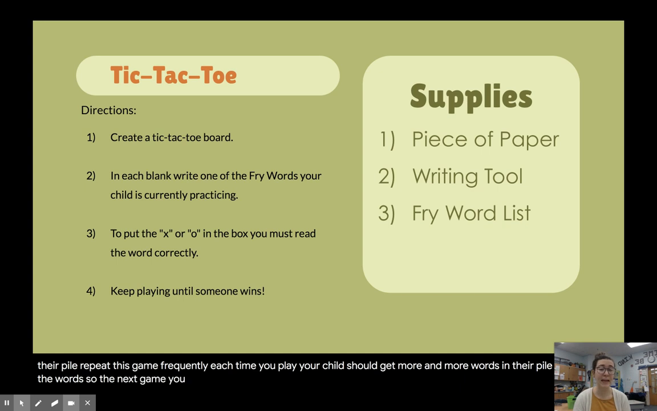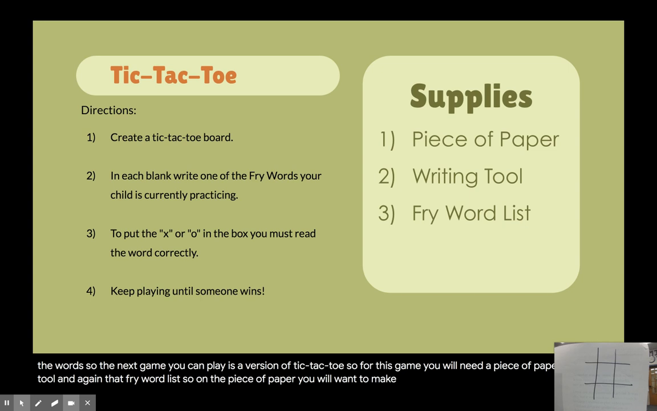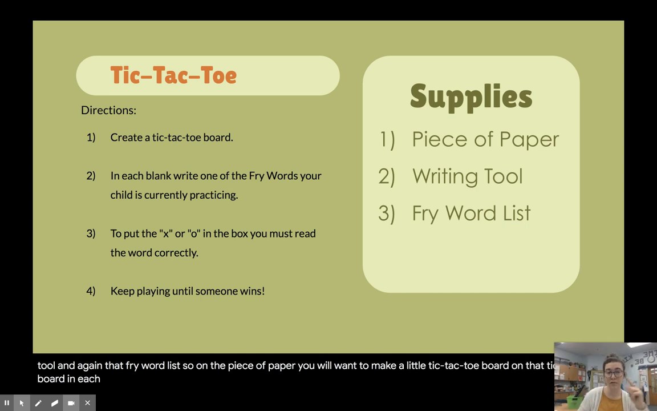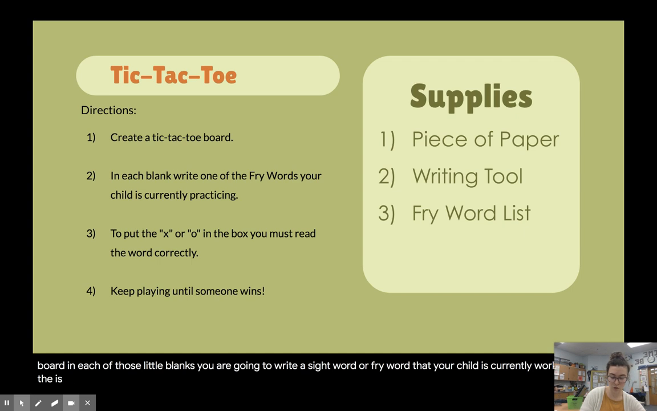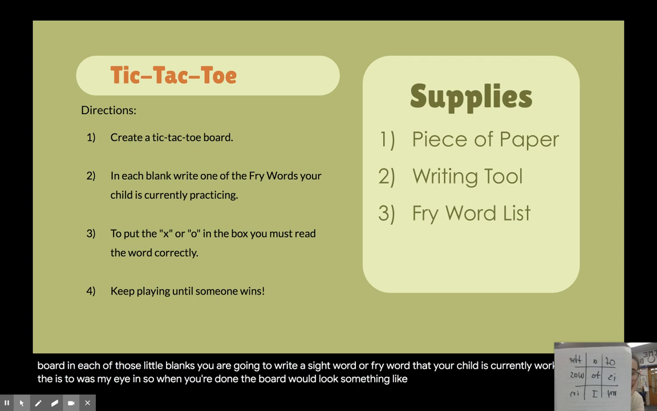So the next game you can play is a version of tic-tac-toe. So for this game, you will need a piece of paper, a writing tool, and again, that fry word list. So on the piece of paper, you will want to make a little tic-tac-toe board. On that tic-tac-toe board, in each of those little blanks, you are going to write a sight word or fry word that your child is currently working on. So of, a, the, is, to, was, my, I, in. So when you're done, the board would look something like that.